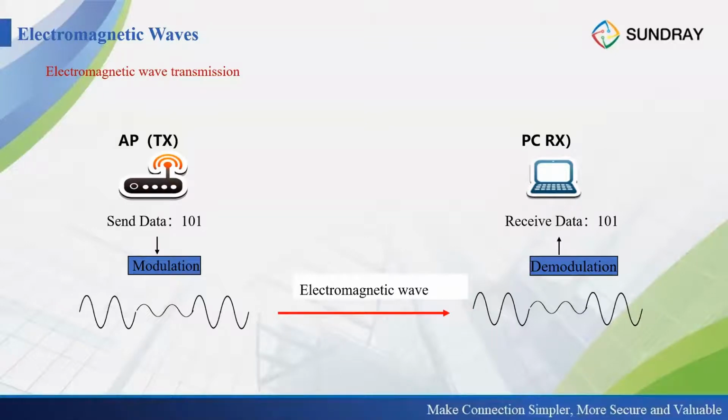After it's received, the device also has to use the wireless adapter, following the IEEE standards. We do the demodulation, and after the demodulation the data can be received. We can receive the message "hello" from our friends or from our families.